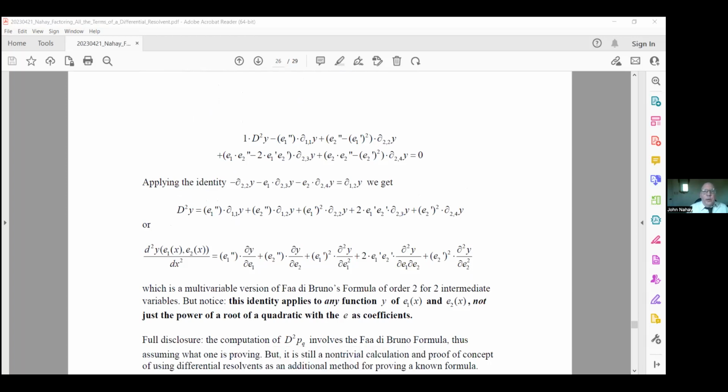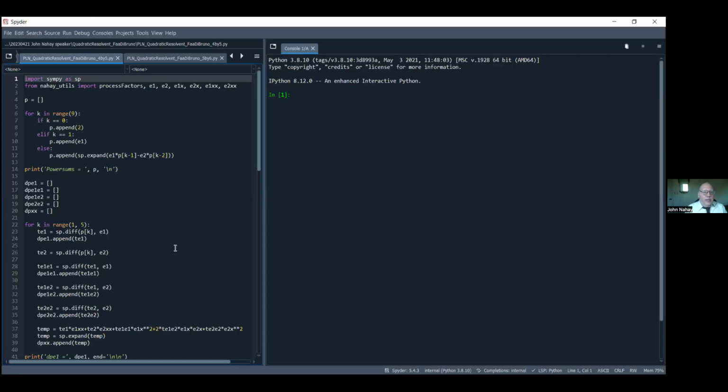Here is what the, oh, wait a minute, I have to share that. Hold on a second. New share. Spyder. There you go. You see the Python program now? Yeah, we see it. Right. So this is what the code looks like for the power sum for the 5-term, right? And if I run it, well, okay, should be fast.